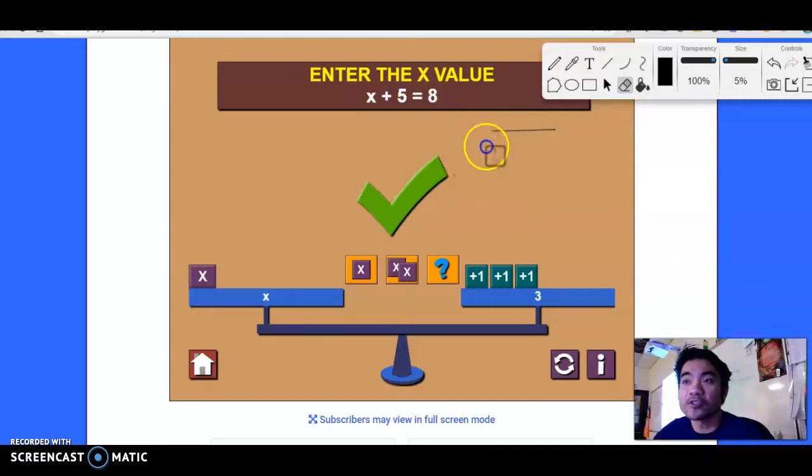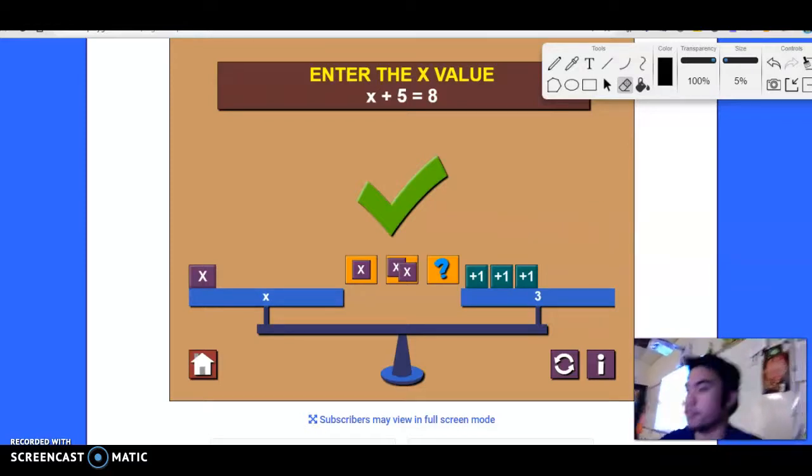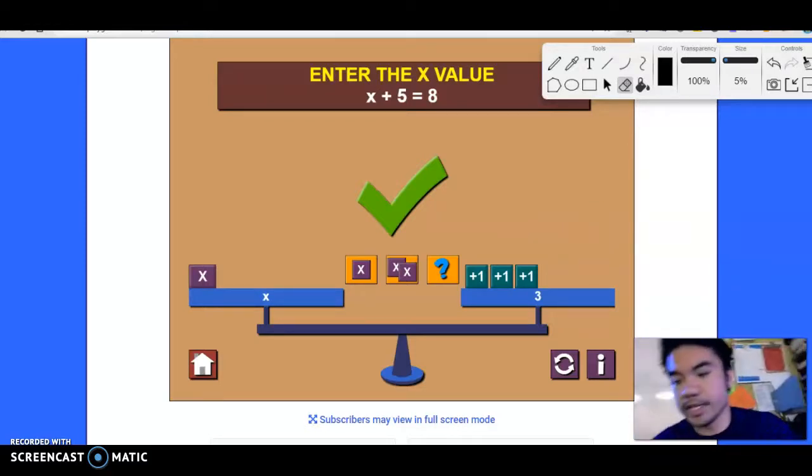Now, let's try and do something else, because these ones are so easy because you're just adding or subtracting. But what happens if you have multiplication or division? So let's do this very quickly right now.